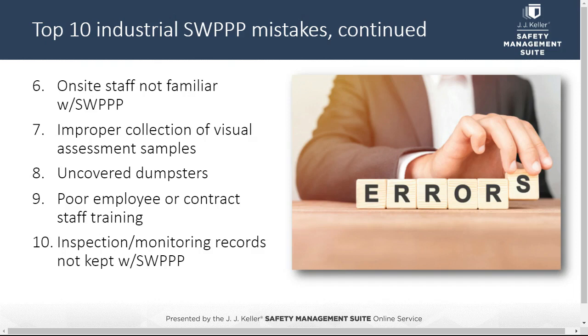And last, number 10, EPA has too often found inspection or monitoring records are not kept with the SWP. Records of routine site inspections, visual assessments, or monitoring results should be available with the SWP for review. Even if you're diligent in getting the inspections and the monitoring completed, keeping the records available with the SWP is the only way to be in full compliance.